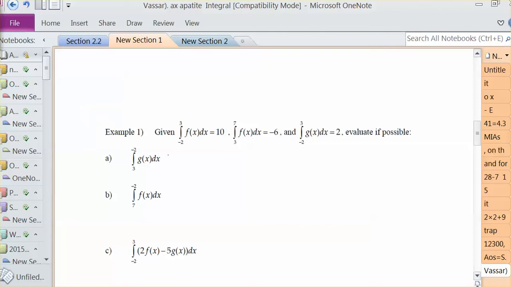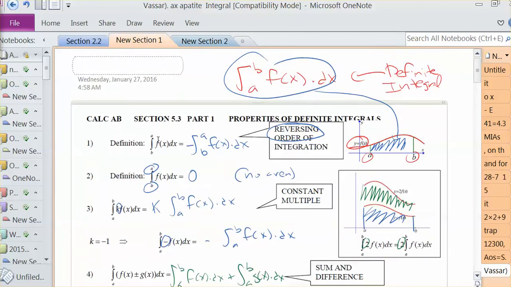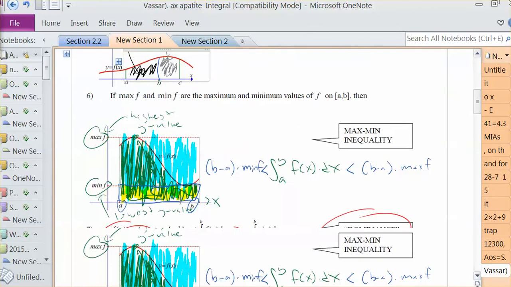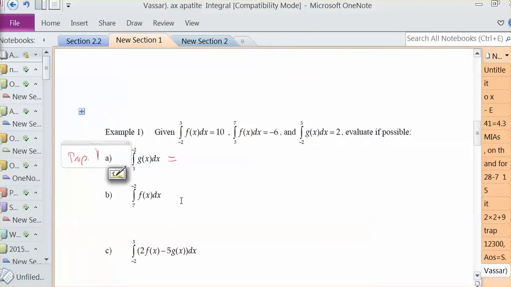Like this case, we see that I can use property 1, which is just reversing the order of integration. So that's just going to be the negative integral from -2 to 3 of g of x dx. So that's just going to be -2.